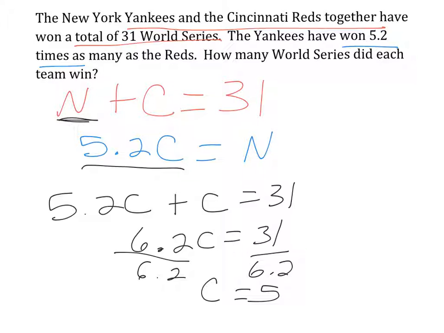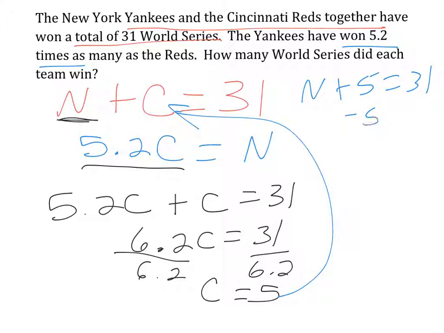Once I know that, I can put it into this top equation and go, well, what plus 5 is 31? N plus 5 is 31. Subtract 5 from both sides, and you end up with the Yankees, at the time this was written, had won 26 World Series. So the New York Yankees have 26 World Series, the Cincinnati Reds have 5.